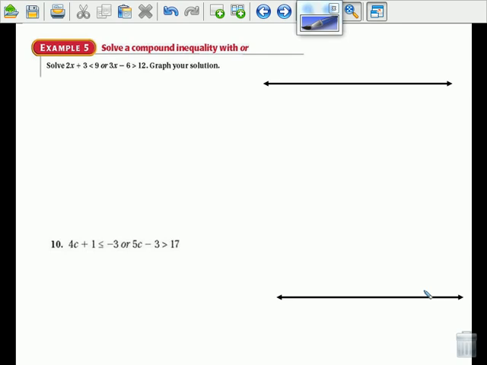Now we'll graph with an "or." With an "or," you simply solve them separately. So 2x plus 3 is less than 9. We just subtract the 3. 2x is less than 6. Divide by 2. X is less than 3.